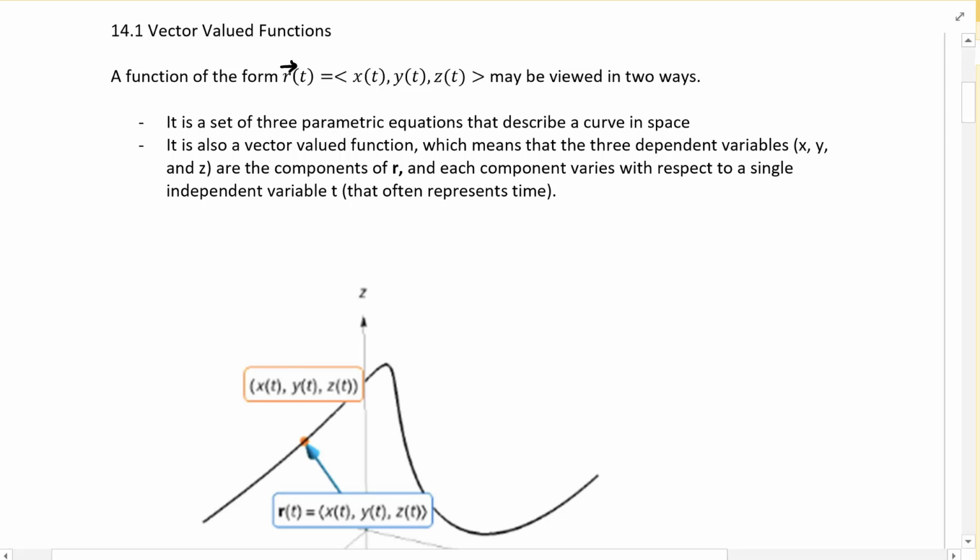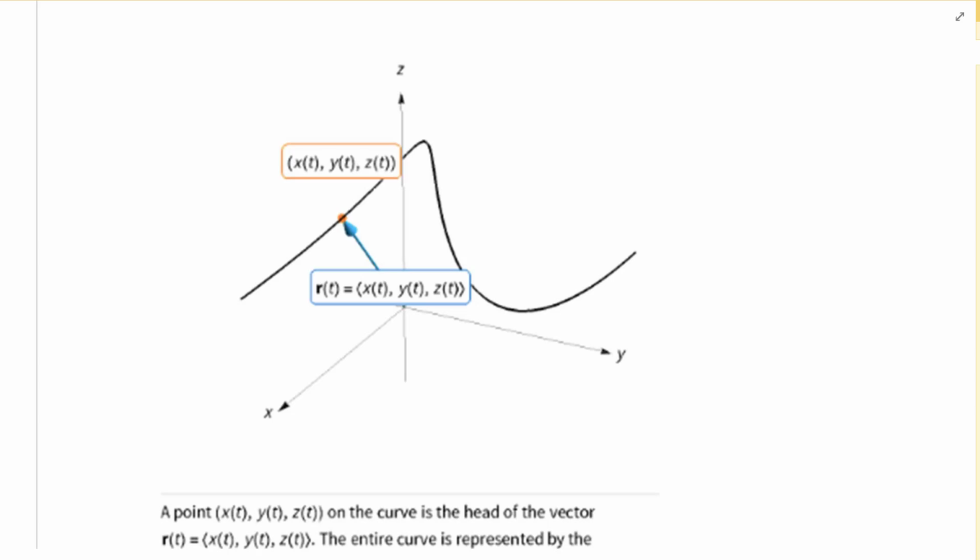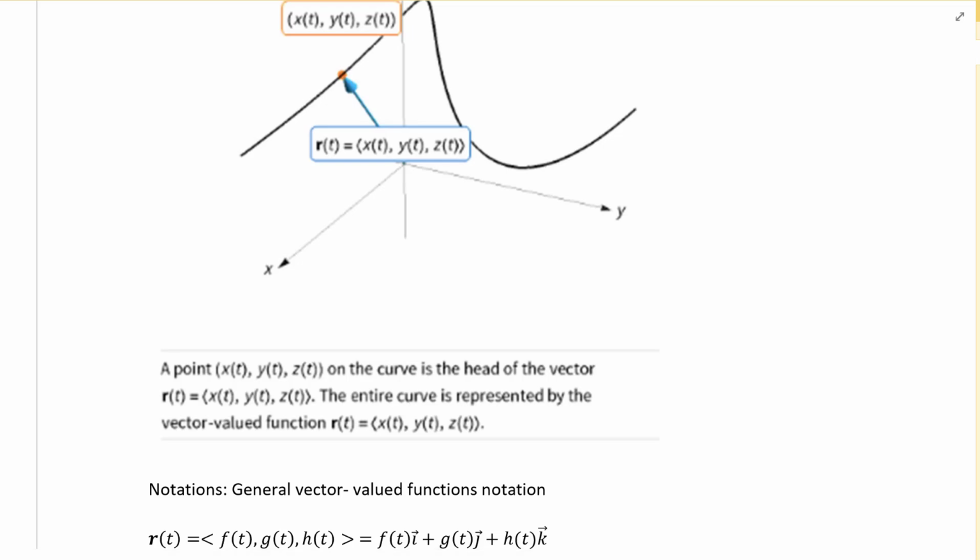So here is a description of a picture of r of t. A point x of t, y of t, z of t on the curve is the head of the vector r of t. All right, so let's remember this.